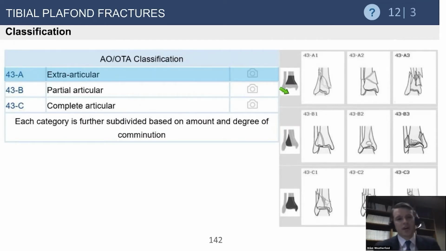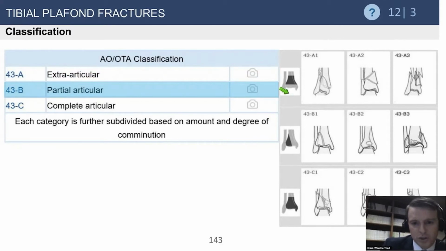Okay, so jumping into classification. The AO-OTA classification is the most commonly used classification for these injuries. So A, just like most periarticular fractures, is extra-articular. B is partial articular, and C is complete articular. To dive further into that, again, B is partial articular, so you can see that here. That means that a segment of the joint is still attached to the main component of the metaphysis and the tibial diaphysis here. And there are different variations based on fracture severity and location.